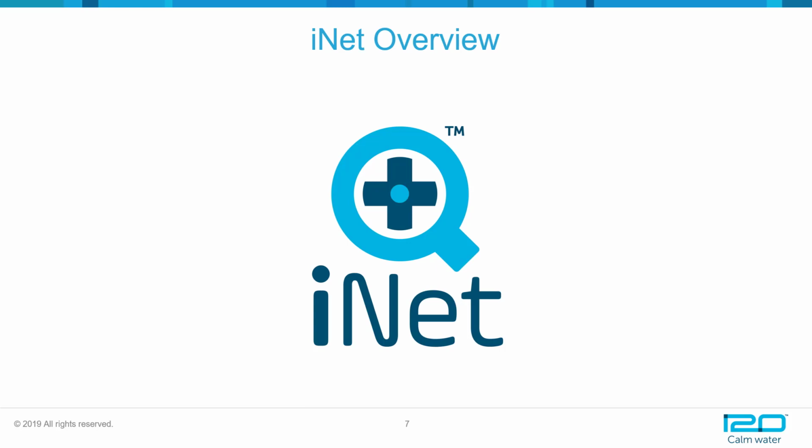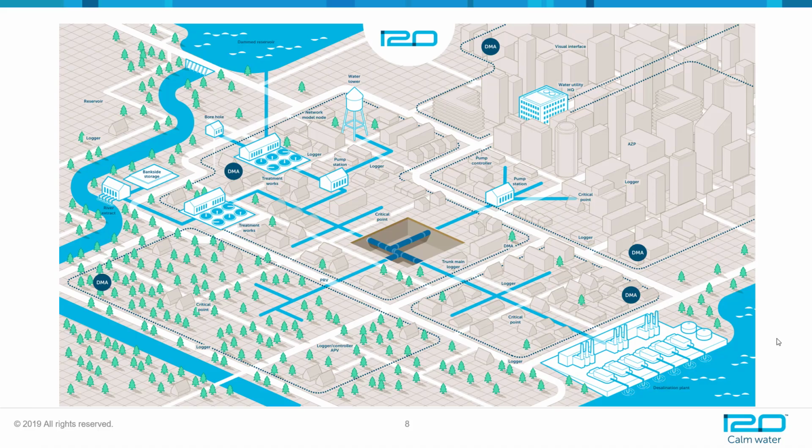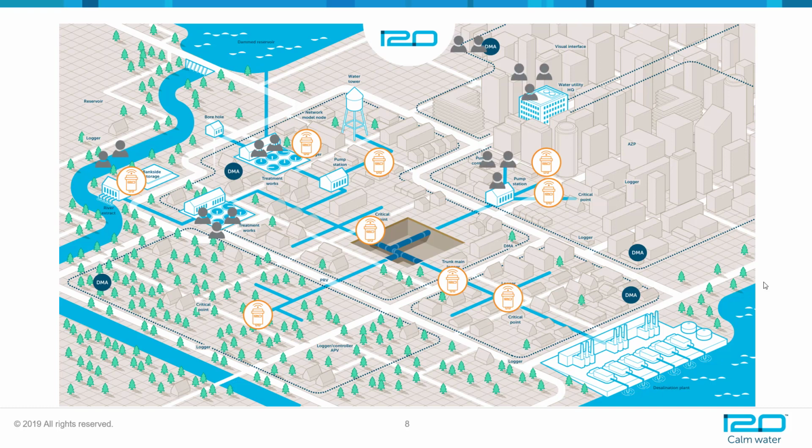So why are I2O's clients looking for a solution like this? Well, there's a lot more sensors on water networks these days, and that is creating some problems. The information is collected in different places from different vendors' devices. You need more and more people to analyze the data, and you have more and more assets to maintain on the network.